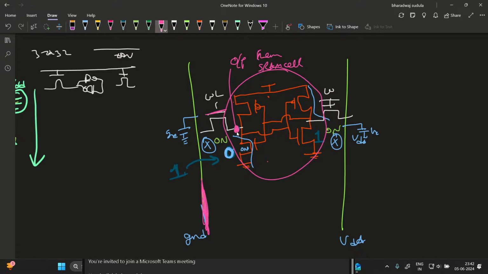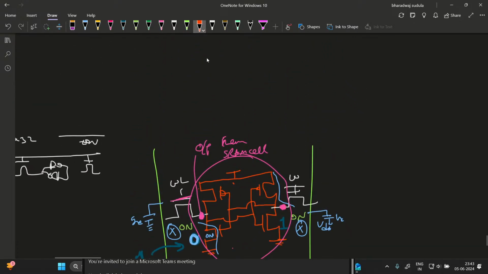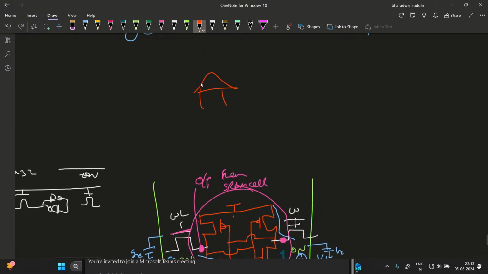But what if I go with the other one apart from it? Nothing would happen. You need to consider this as your memory element. Consider any one of it, because there would be conflict when you have a sense amp here. You have to take the output from one of the pins, right?